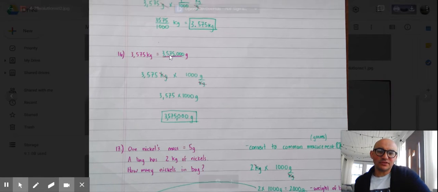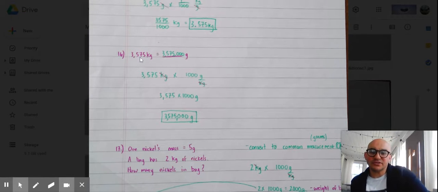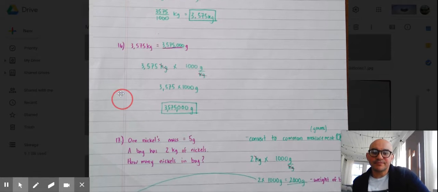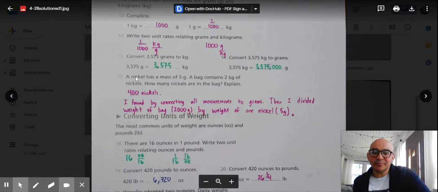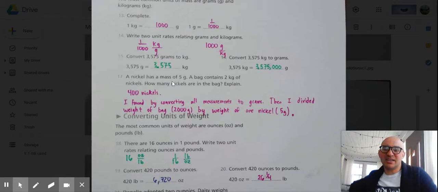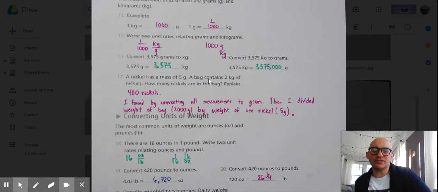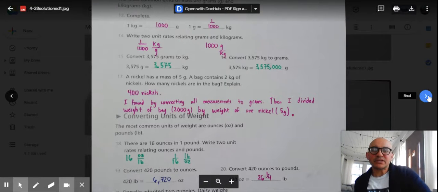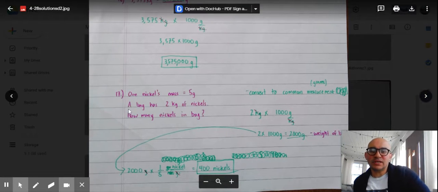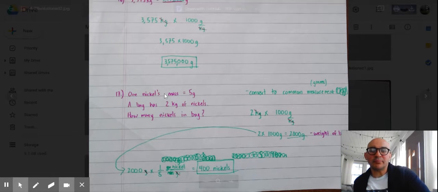So 3,575 kilograms is equal to 3,575,000 grams. Okay. Number 17 on the page, it tells us about the mass of a nickel, and it tells us that there's this bag of nickels that weighs 2 kilograms, and how many nickels are in the bag. Let me work you through the problem here.